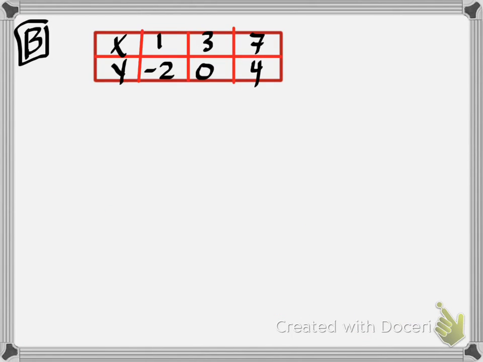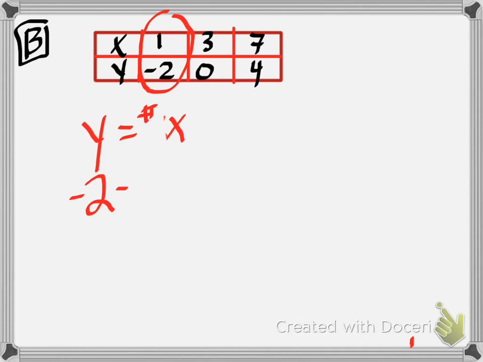Let's look at a second one. X and y chart again. When x is 1, y is negative 2. When x is 3, y is 0. When x is 7, y is 4. If it was a direct variation, I would have y equals kx, where k is just a number. So let's use this first set right here to figure it out. So when y is negative 2 and x is 1, I need to multiply 1 by negative 2. So that means my potential equation is y equals negative 2x.